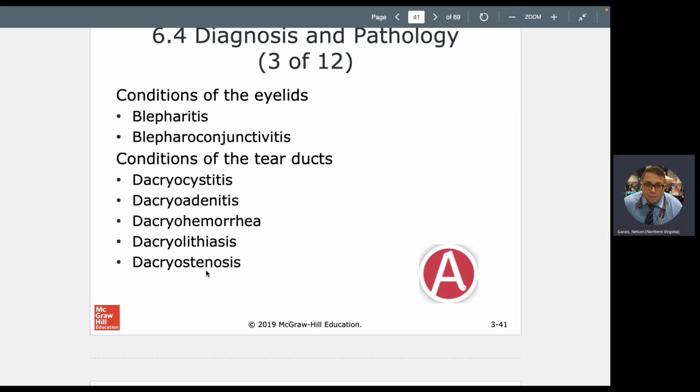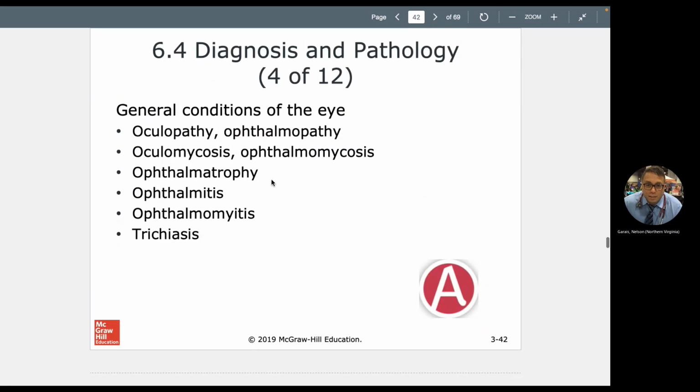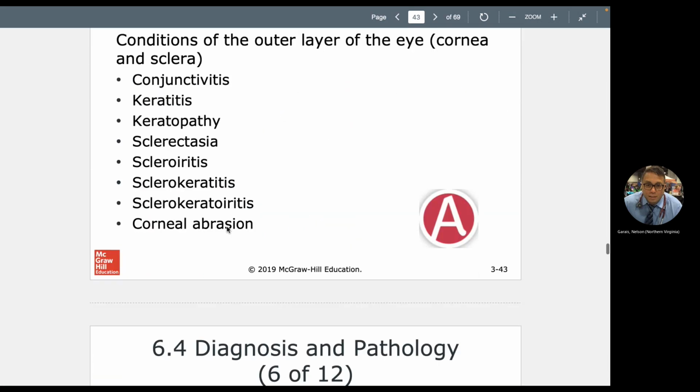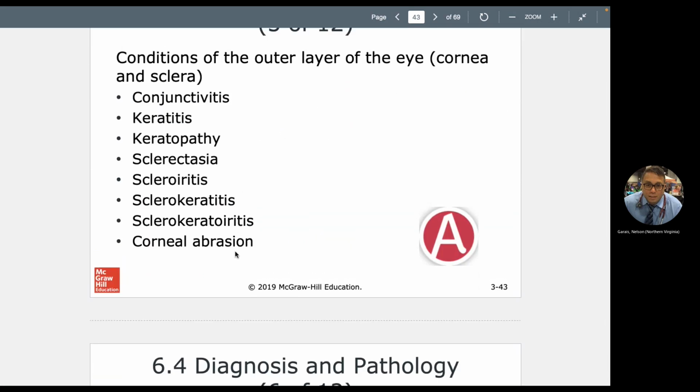Again, it's like repeating stuff. We saw all of this. More repeating.